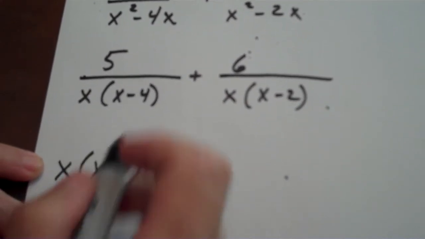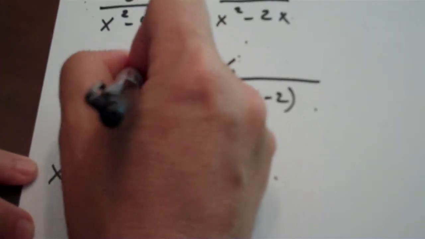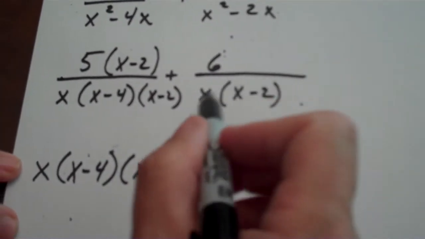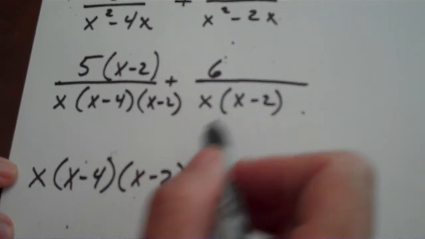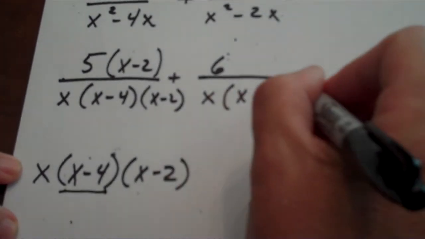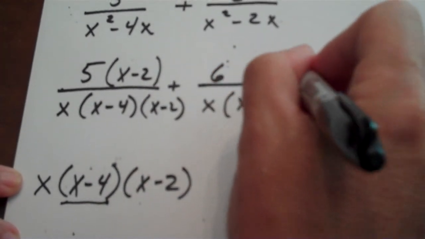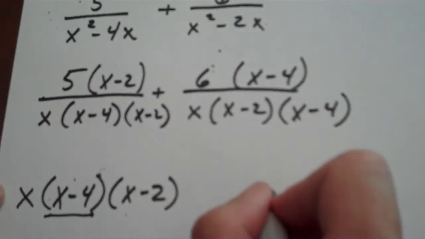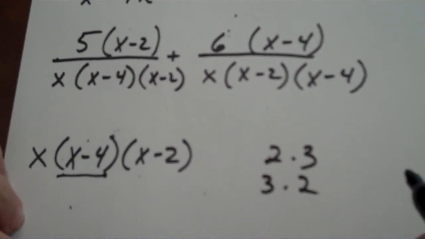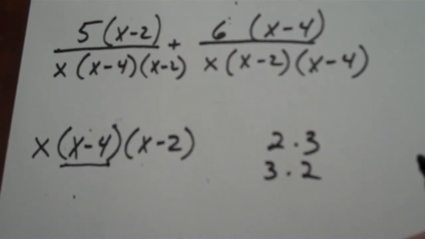Which means this one's missing the x minus 2. I'll put it on the bottom and the top, essentially multiplying top and bottom by the same thing again. There I've got the x, and I've got the x minus 2, but I am missing the x minus 4, so I've got to tack that on as well. Now I want you to notice that the order doesn't make any difference. 2 times 3, 3 times 2, the commutative law of multiplication says you can do it in any order. They're both 6, so it's irrelevant.